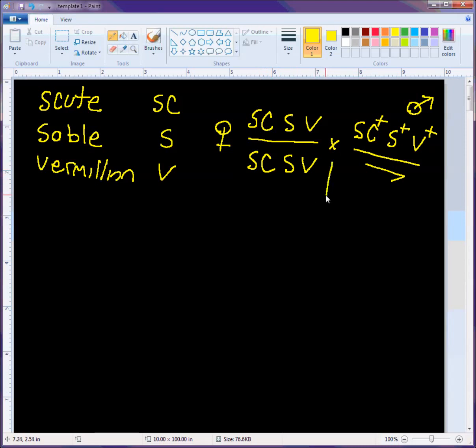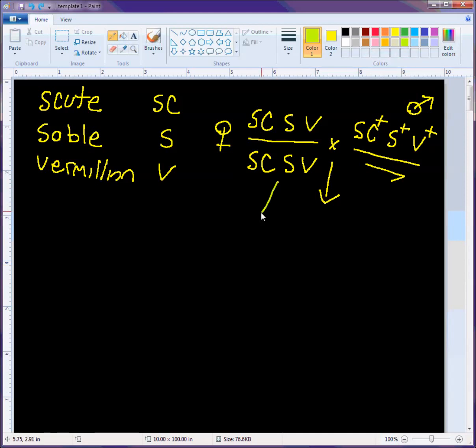Now we're going to cross these, and the question tells us that in the F1 generation all females are wild type and all males express all 3 mutant traits. So they're SC, S, and V. And you should probably already know why that is the case, but let me just map that out for you. I'm going to use the green color here.